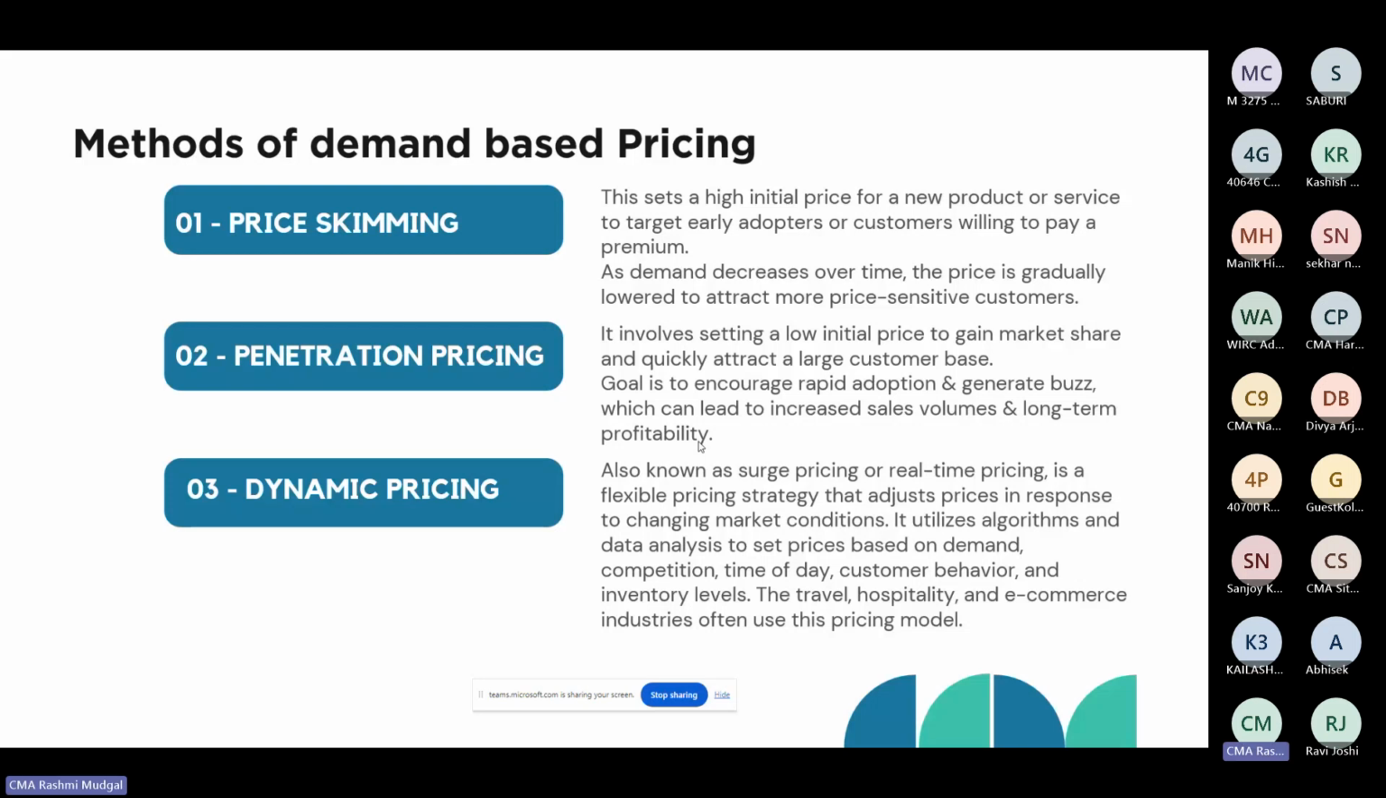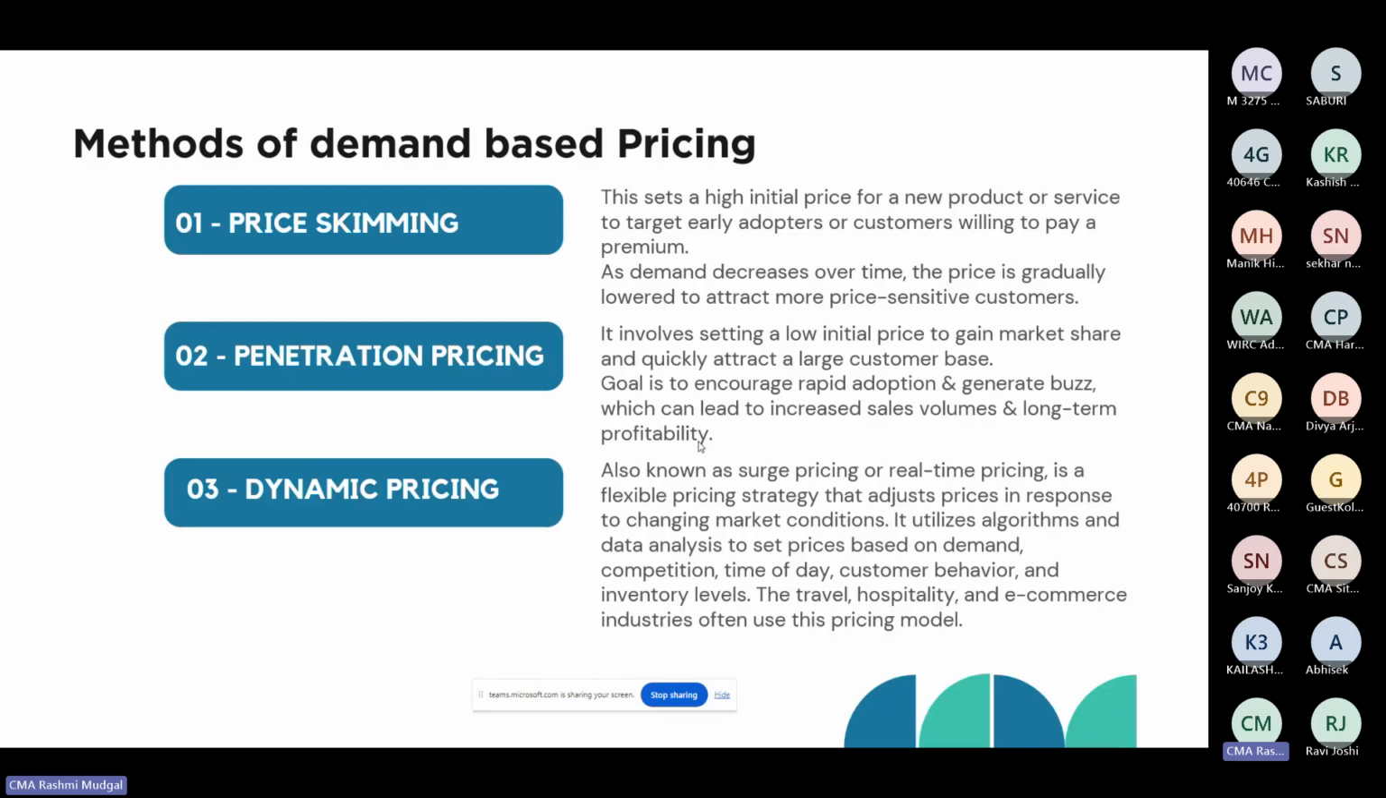Okay, so next is penetration pricing. Penetration pricing is just the opposite of price skimming. In price skimming, we want a high price at the time of launching the product. In penetration, we put a lower price to gain volume. How can we gain volume? If I go to a computer shop, there is a price for the MacBook and a price for the HP or Lenovo. If I get a lower-priced product for the same thing, the volume will increase.